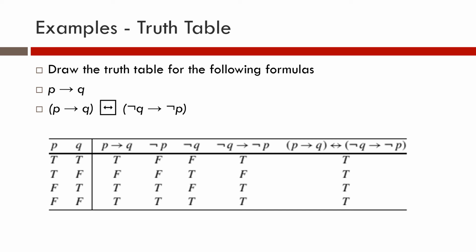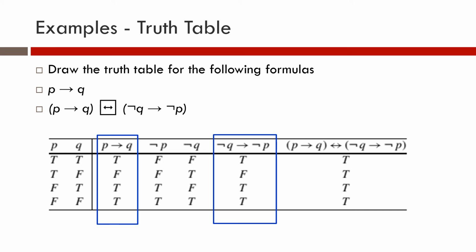And now, when we look at the sub formulas, the two operands of the equivalence operator are P implies Q and negation Q implies negation P. We can see that the values of the two operands are the same. Since the values are the same, the truth value of P implies Q equivalence negation Q implies negation P will be true in all the cases. So that is an example for truth table.